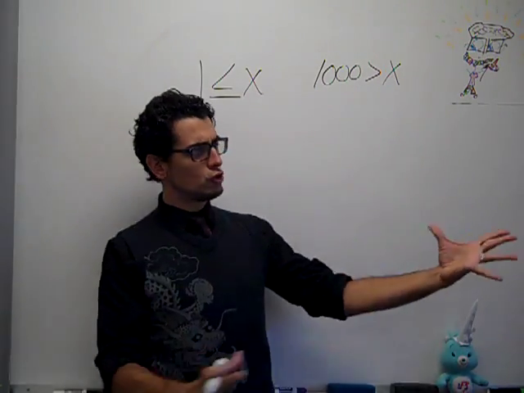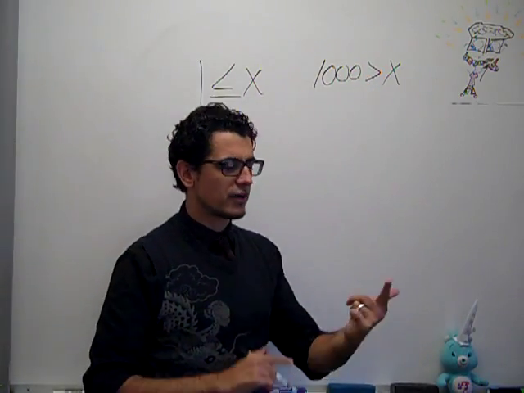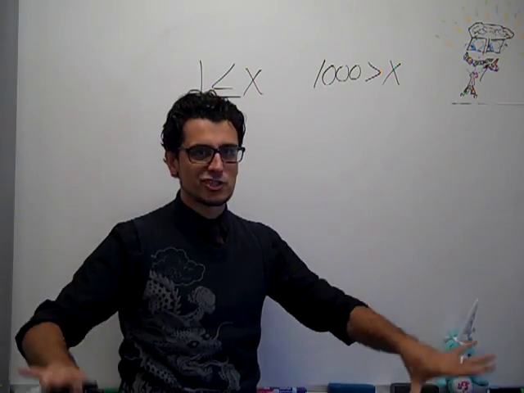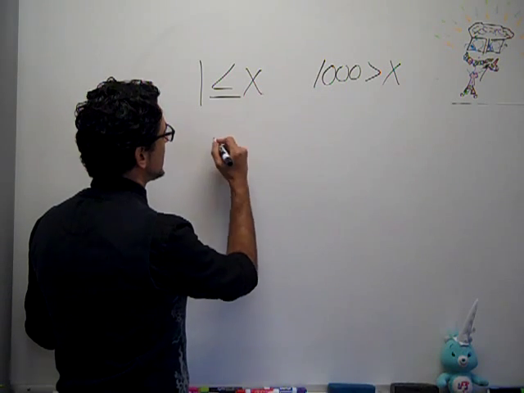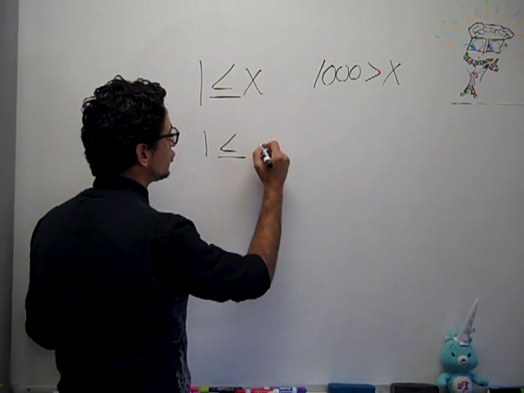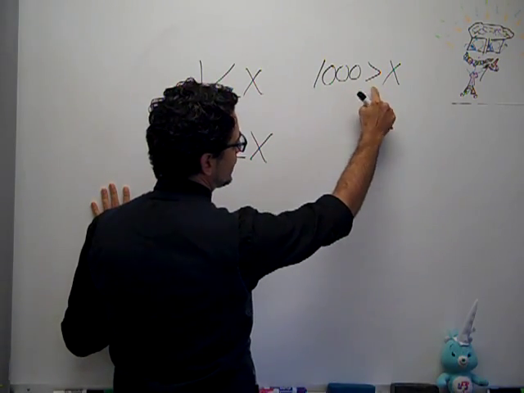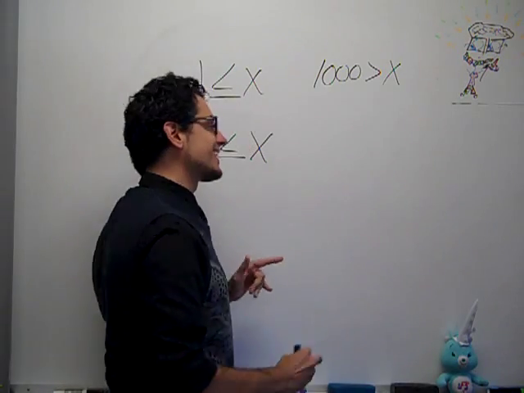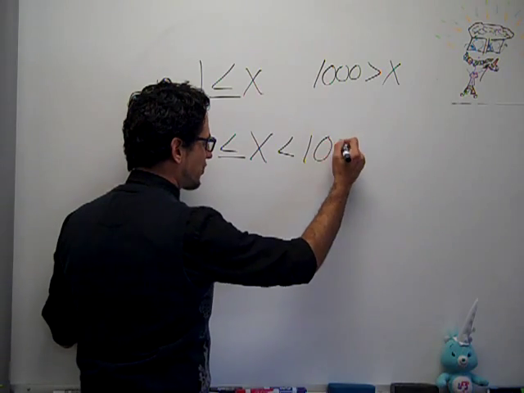But I could put these two together, and I'd get a compound inequality. Kind of like when you have a compound sentence, you have two real sentences joined by and, or a conjunction of some other sort. So check this out. I would write this out as 1 is less than or equal to x, which is, wait a second, is x less than or greater than 1,000? In this case, x, the number of sit-ups I do, is less than 1,000. So I'll mark it as 1 is less than or equal to x, which is less than 1,000.